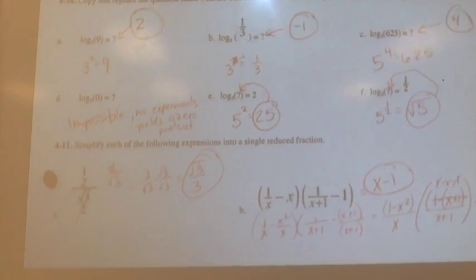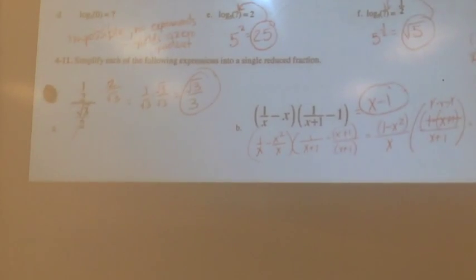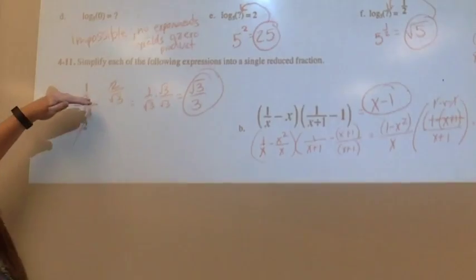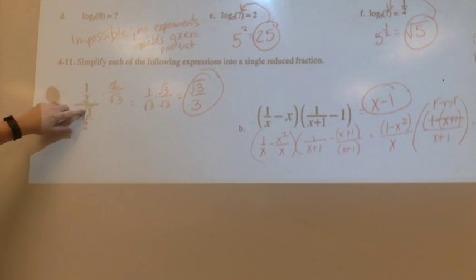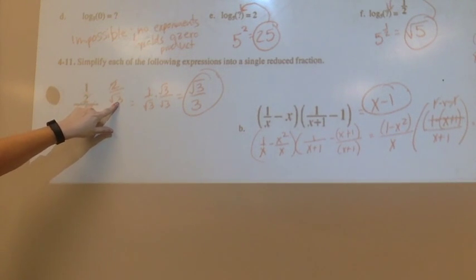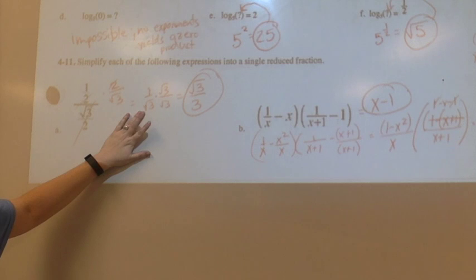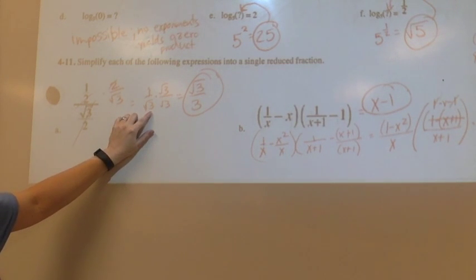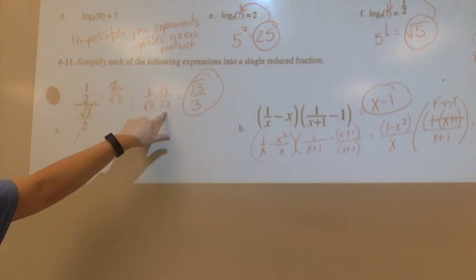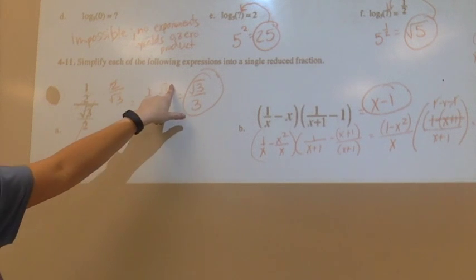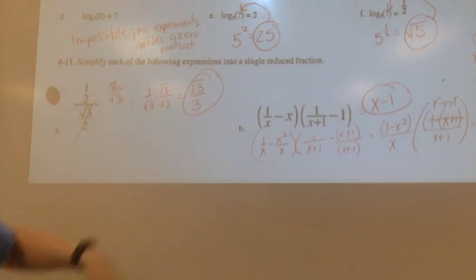4-11 says to simplify each of the following expressions into a single reduced fraction. Okay, so remember here that dividing by a fraction is the same thing as multiplying by its reciprocal. So instead of dividing by root 3 over 2, I'm going to multiply by 2 over root 3. When I do that, I can see that my 2's are going to cancel out, and I'm left with 1 over root 3. But you cannot have a square root in the bottom of a fraction. It is illegal, and they will put you in math jail. So we have to rationalize our denominator by multiplying the top and bottom by root 3. So when I multiply across, 1 times root 3 is root 3. And on the bottom, root 3 times root 3 is just 3, so your final answer is root 3 over 3.